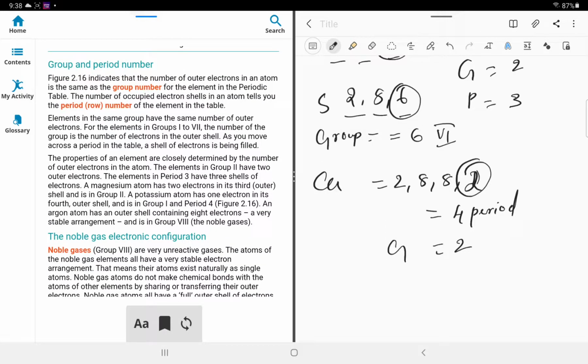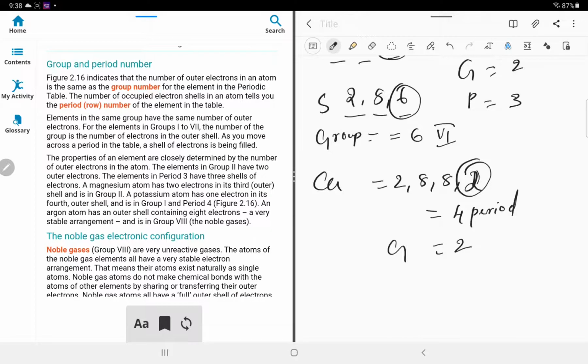The figure 2.16 indicates the number of outer electrons in an atom is the same as the group number for the elements in the periodic table. The number of occupied electron shells in an atom tells you the period number of the element in the table, and elements in the same group have the same number of outer electrons, for the elements in groups 1 to 7. The group number is the number of electrons in the outer shell. That is the valence electron that the teacher mentioned.